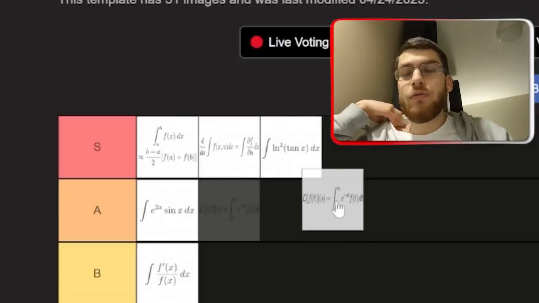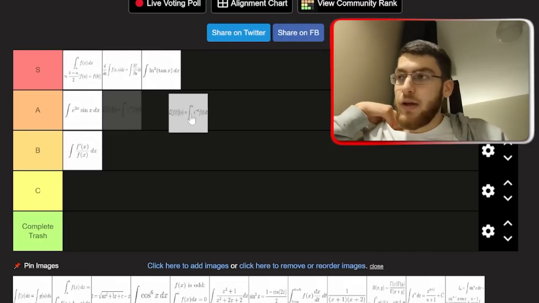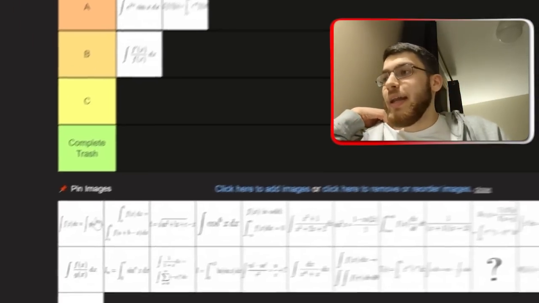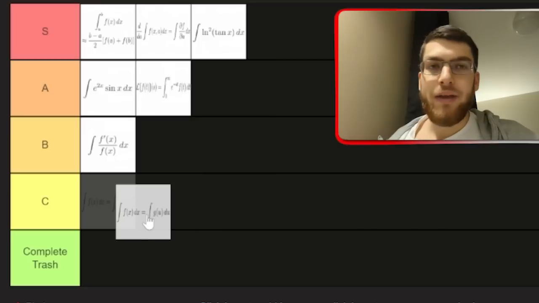It's low S tier. Next, we've got the Laplace transform. Very useful, very commonly used. Kind of satisfying as well, so I've got to put it in A tier. Next, we've got u substitution. Quite satisfying.